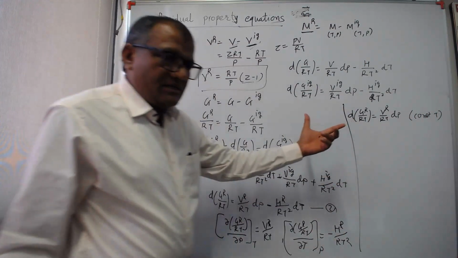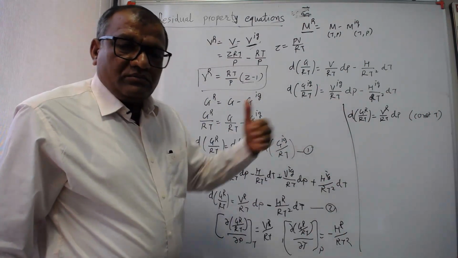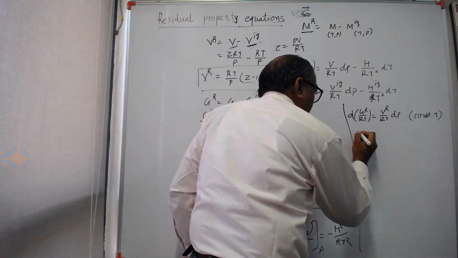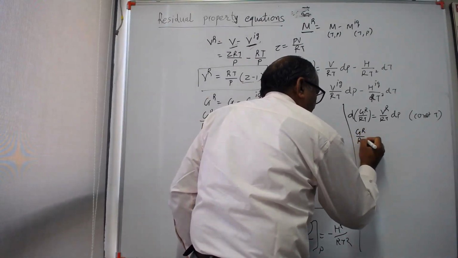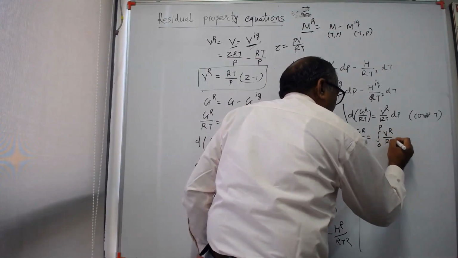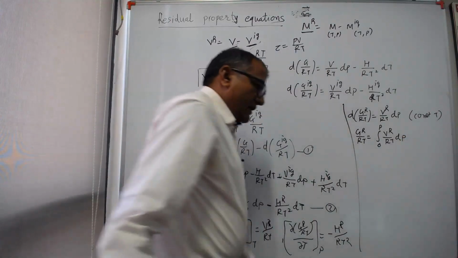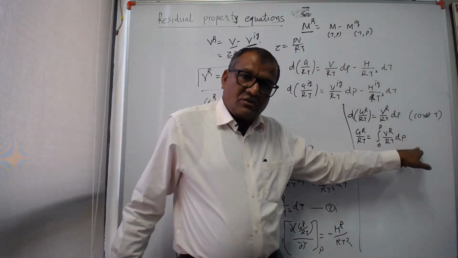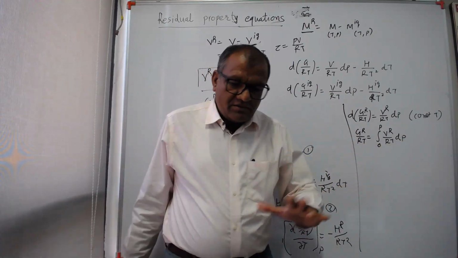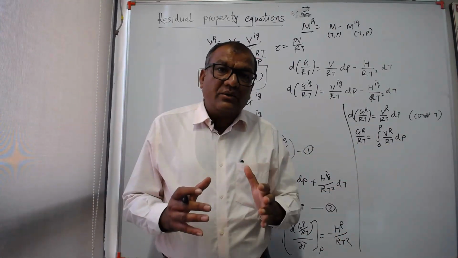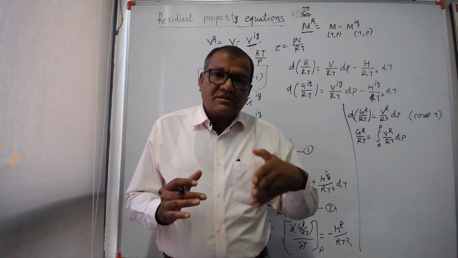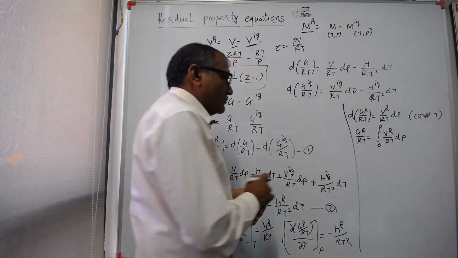If I integrate this equation from pressure equal to 0 to pressure equal to P, then it would be GR over RT equal to the integral from 0 to P of VR upon RT dP. I have not written the integration constant. We can write it, but whenever we calculate the change in a property, the integration constant will cancel out. So I have not written it.